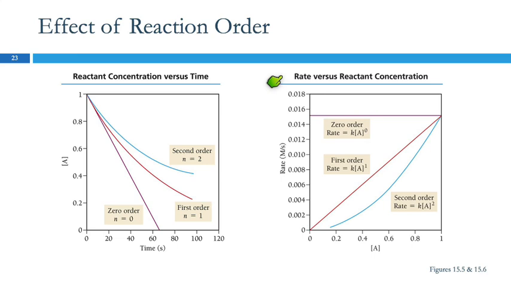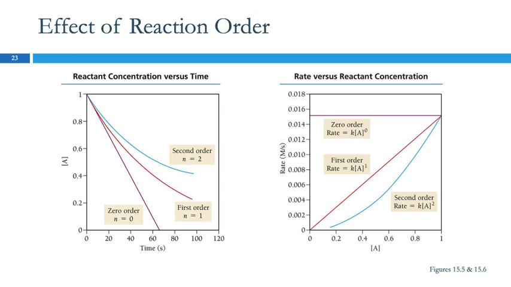We can also look at rate versus the reactant concentration. So how does the rate in molarity per second change as the concentration of the reactant is changing? Well, if the reaction order is 0, the rate does not depend on the reactant concentration, and so it doesn't change. It's just constant, same all the time. In a first order reaction, the rate will be directly proportional to the concentration, so we have a linear relationship. And then second order, it's proportional to the square, and so we have an exponential relationship. The higher the concentration, the higher the rate.